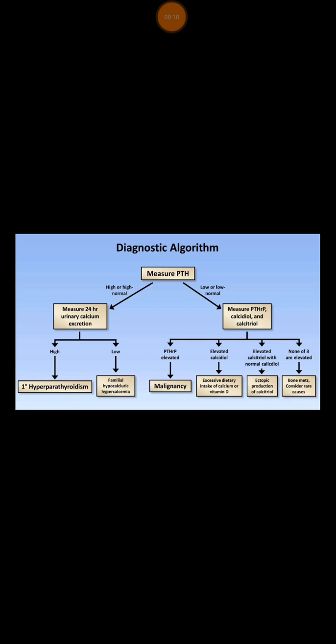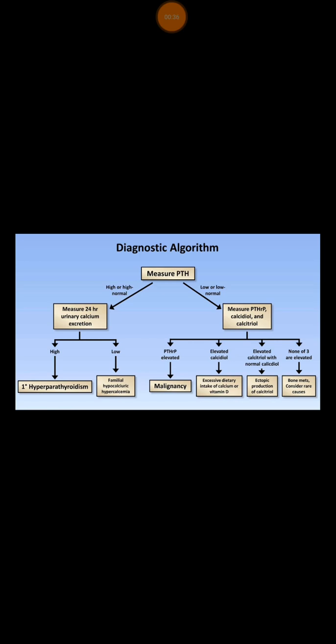Now, if you have a patient who has hypercalcemia, the first thing you need to measure is the parathyroid hormone level. If parathyroid hormone level is high or normal, then you have to proceed to measure 24-hour urinary calcium excretion, and sometimes you can add on calcium creatinine ratio.